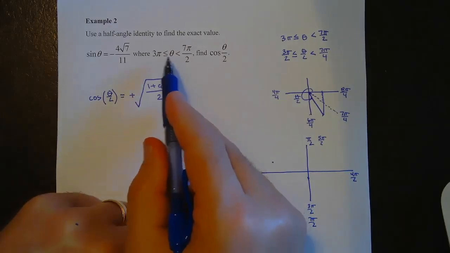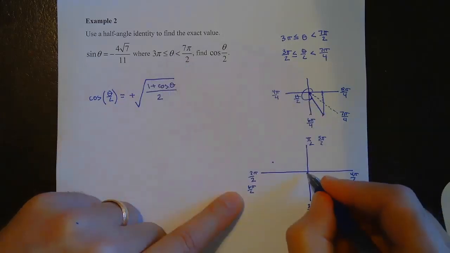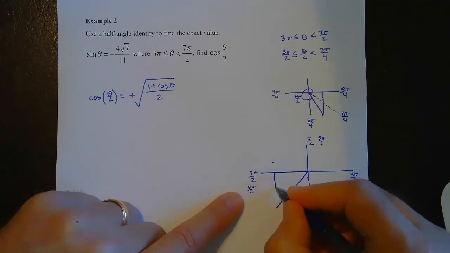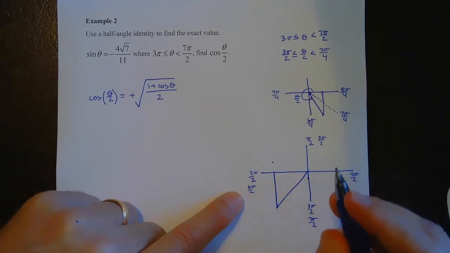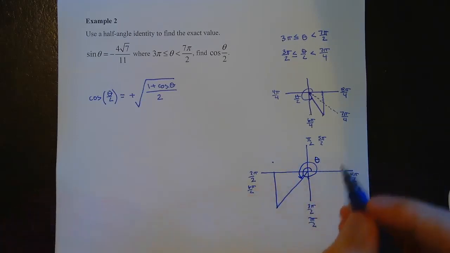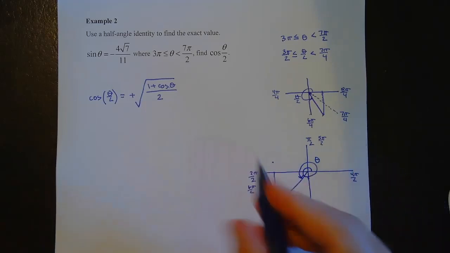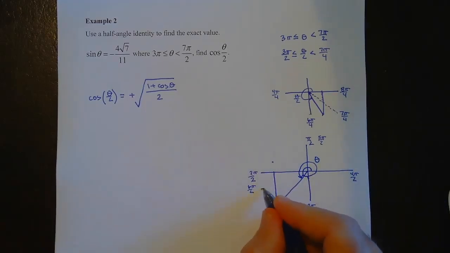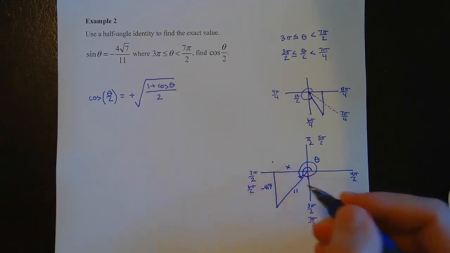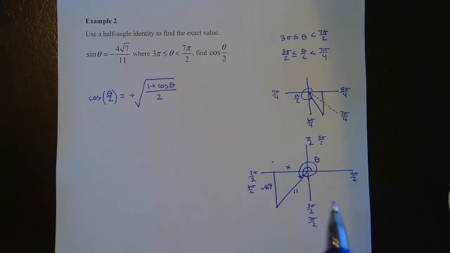This is telling me theta is between 3 pi and 7 pi over 2. Oh, it has to be in this third quadrant. I had to go around more than once, all the way to here and all the way to here. This is my angle theta. Now, what do I know about that angle theta? This y right here is negative 4 square roots of 7, and this radius is 11. What I don't know is x, but I do know it must be negative.